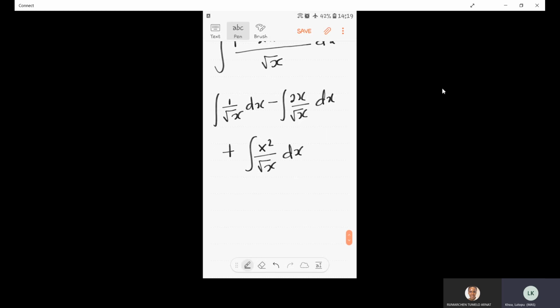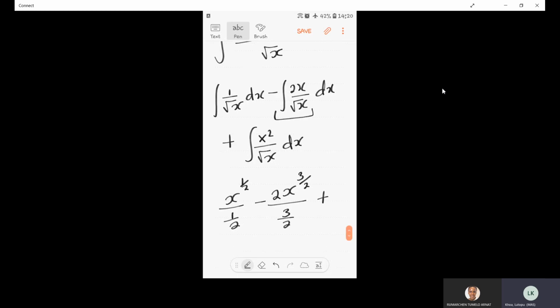Then the first one, the integral of 1 over the square root of x dx, is the same as the integral of x to the power of minus half. So I'll add 1 to minus half, I get half, and then I divide by a half. So I have x to the power of half over a half. And then this one over here, x over square root of x, that is x to the power of half. So I'll add half plus 1, and then I get 3 over 2. So I have negative 2 x to the power of 3 over 2. Then I divide by 3 over 2.